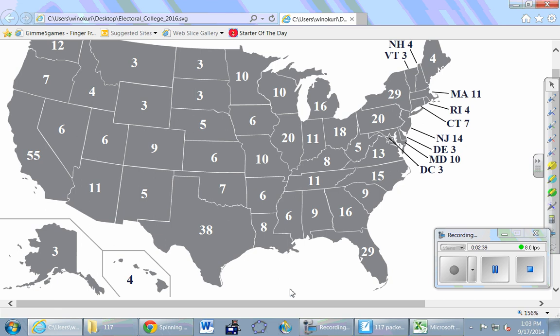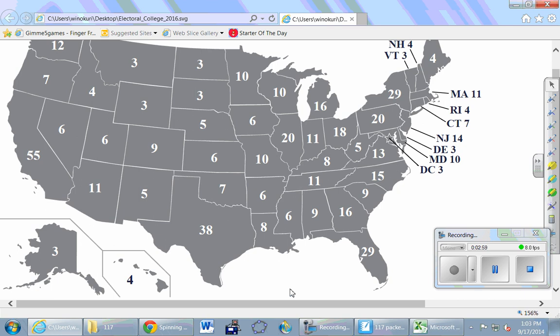But it is not the case that whoever gets the most votes necessarily wins the election. In fact, there have been a couple of times where the winner of the presidential election was not the person that had the most number of votes, but had the second most number of votes. So here are some numbers based on the Electoral College and all 50 states plus DC.